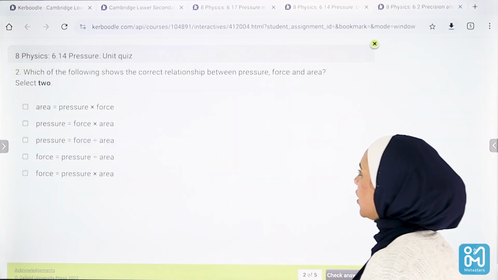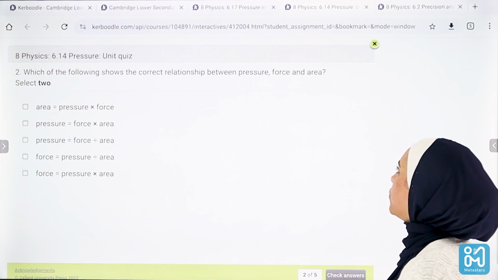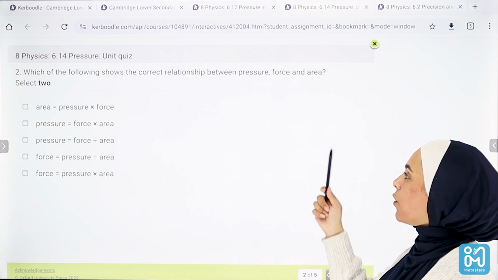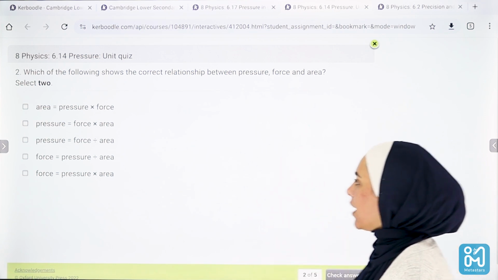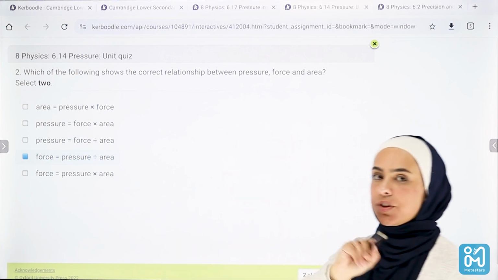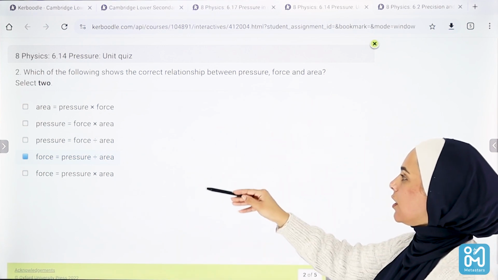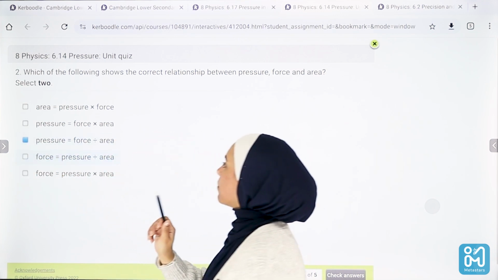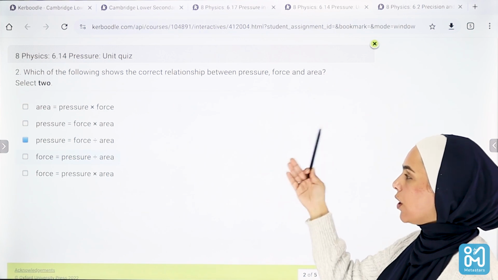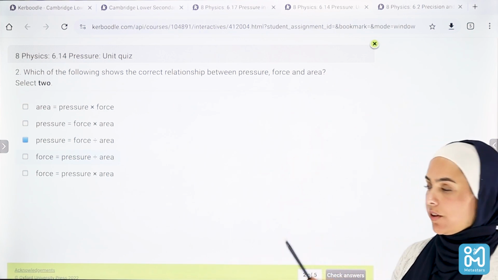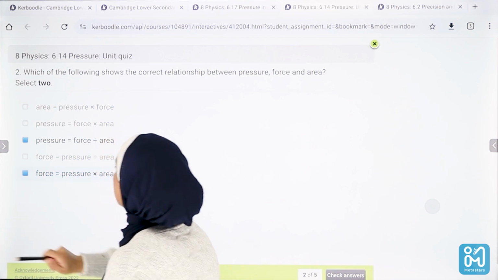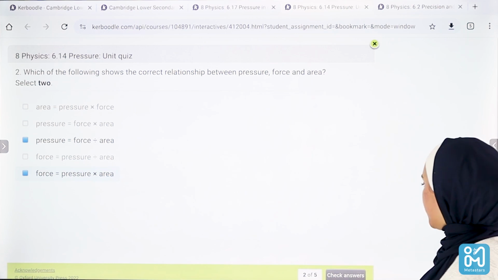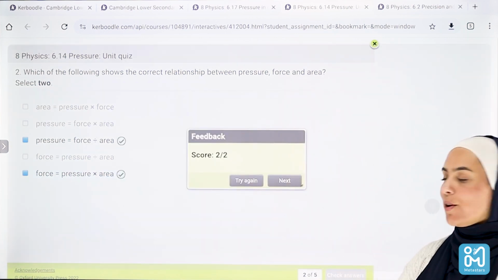Let's go. Which of the following shows the correct relationship between pressure, force, and area? Of course, you know that the pressure equals force divided by the area. So if it's existent in the choices, it's of course correct. And using the triangle, you are free to choose any one of them. I mean, since the pressure equals the force divided by area, you are free to find the area or the force. I mean, the force equals the pressure times area. And if you want to find the area, it's going to be the force divided by the pressure. We got the second point.